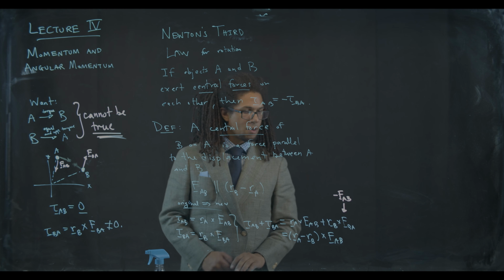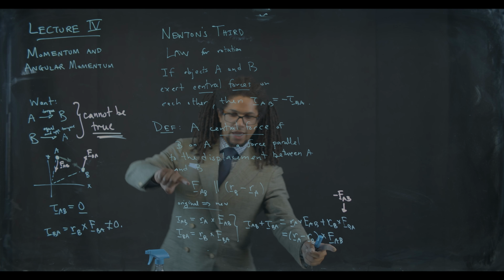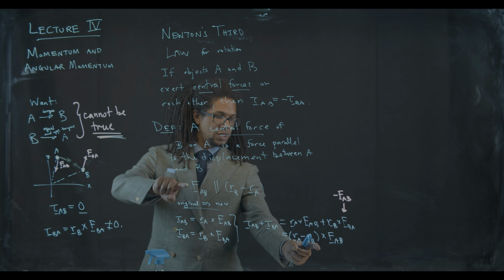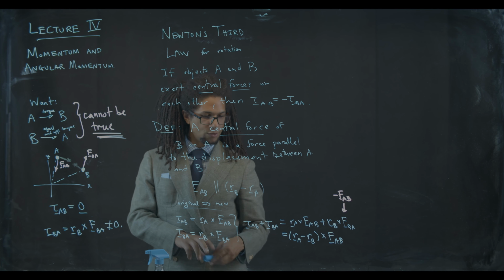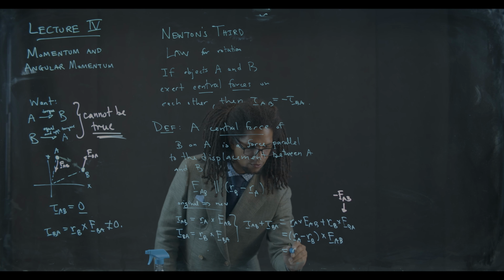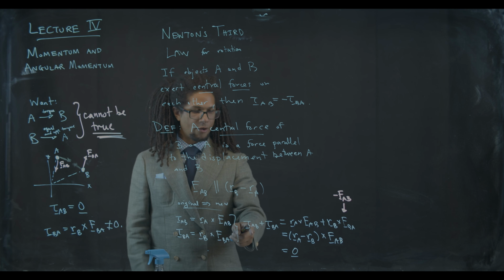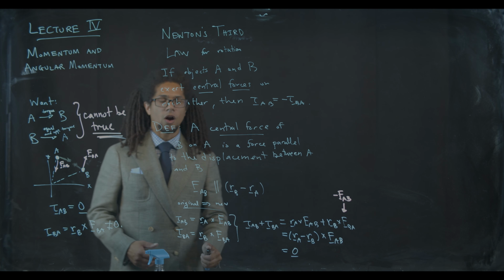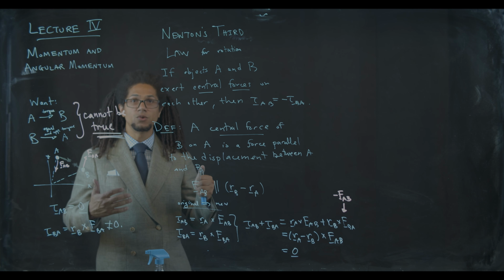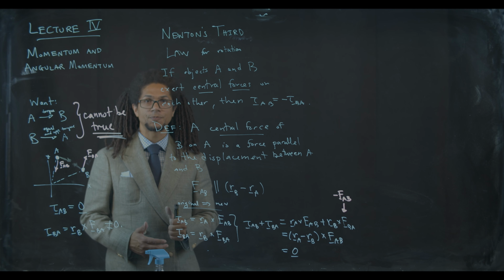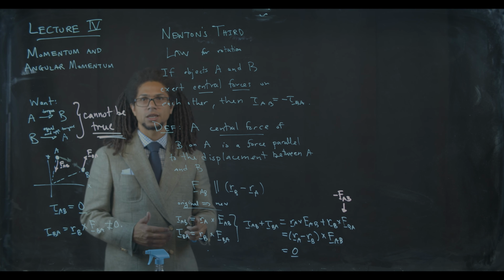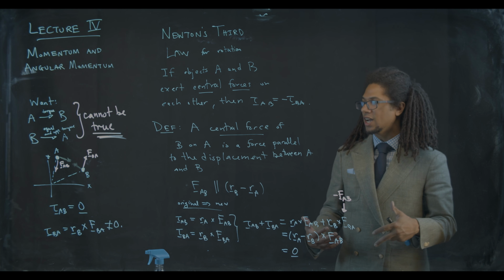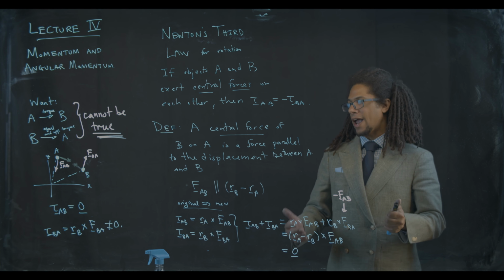Okay, good. But if F_AB is parallel to this displacement, then this is equal to 0. So this is now equal to 0. So tau_AB is equal to minus tau_BA, just as we wanted. All right, so now we have an analog of Newton's third law for torques. This kind of completes a project of figuring out how to analogize Newton's laws for angular momentum.